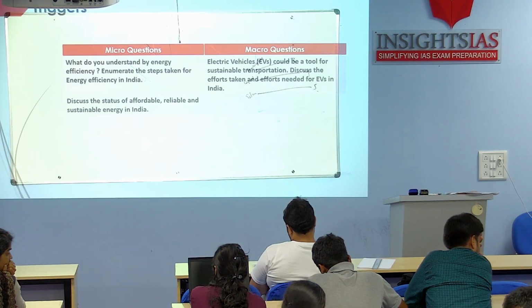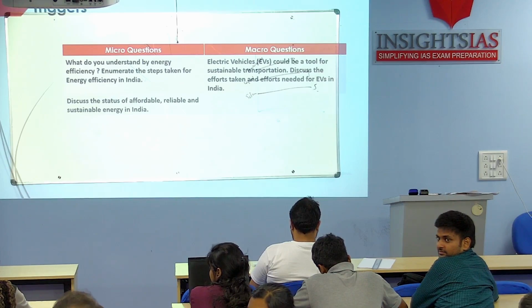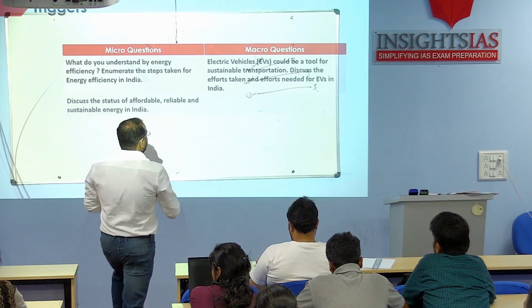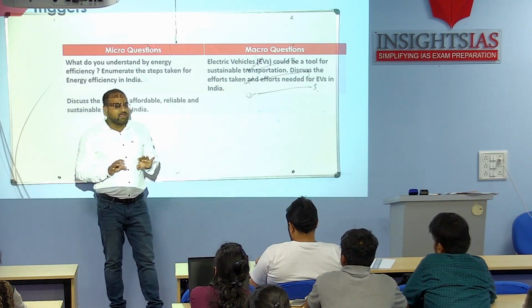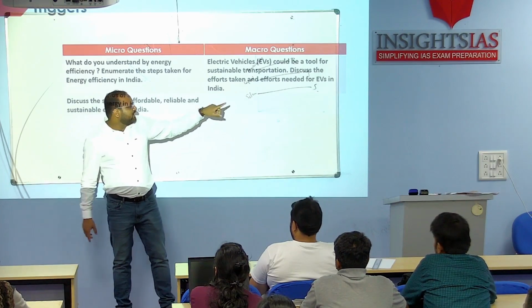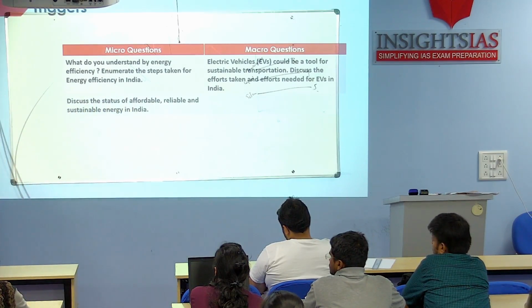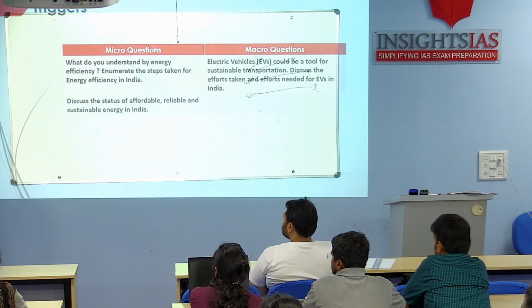Discuss the efforts taken and efforts needed for EVs in India. We can write about the FAME scheme. Then for efforts taken, charging infrastructure with information, then we can write time and battery capacity. So SDG 7 we can write.